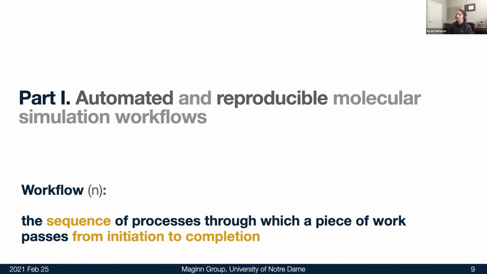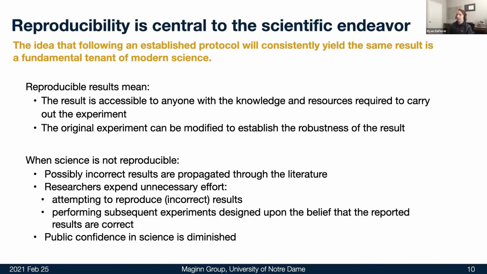So I've already motivated the automated aspect a little bit. Now I want to talk about the reproducible aspect. So why do we care about reproducibility? I don't think this is a hard sell. It's central to the scientific endeavor. Basically, when we have reproducible science, we get these positive benefits. The results are accessible to anyone who has the knowledge and resources to carry out the experiment. You can modify the original experiment slightly to establish how robust the original result was.